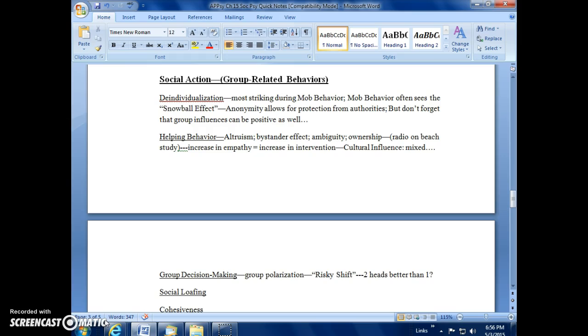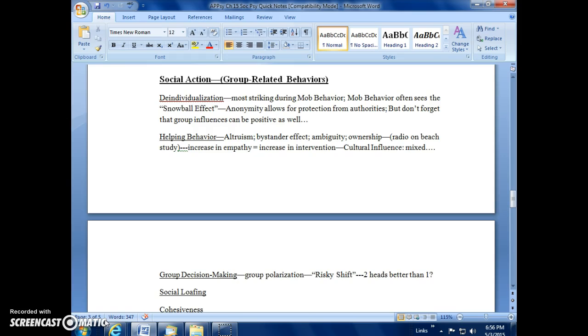There is an alternative side, however, as research shows that group influences can prompt good behavior as well, such as helping behavior. Why do people help strangers? Altruistic behavior is not related to the benefits that you get. The presence of other people is probably the most important situational variable here. It's called the bystander effect.